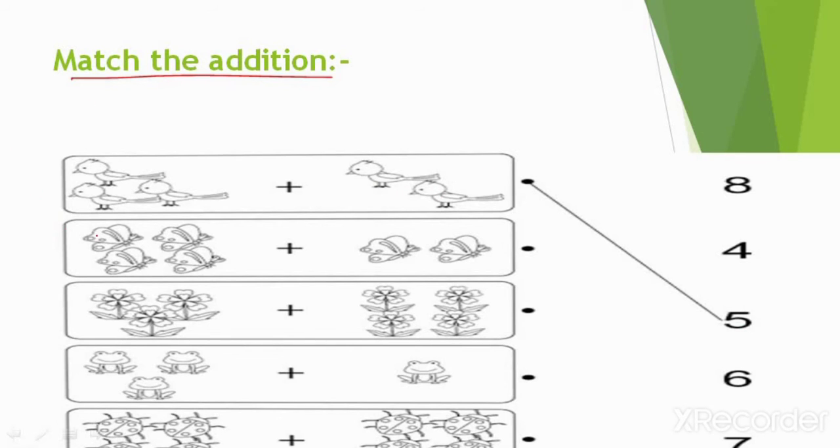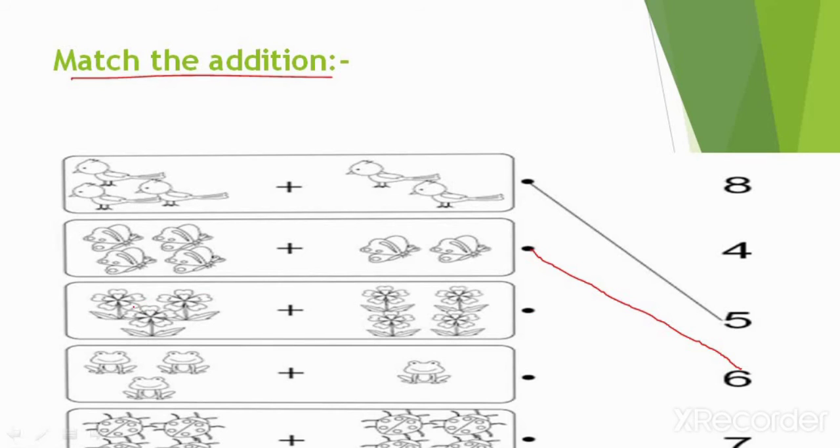Now 1, 2, 3 and 4 butterflies are there and we have to add 2 more to it. 4 after 5 and 6, we get 6 butterflies. Where is 6? In this column, here it is. So we have to match it with number 6.